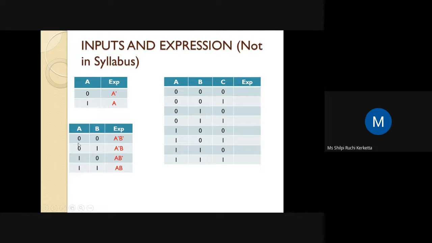So we have to multiply these inputs. For 0 0, it will be a dash into b dash. For 0 1, it will be a dash into b. For 1 0, it will be a into b dash, and for 1 1, it will be a into b. Okay, is this clear to you, how we are writing the expressions?